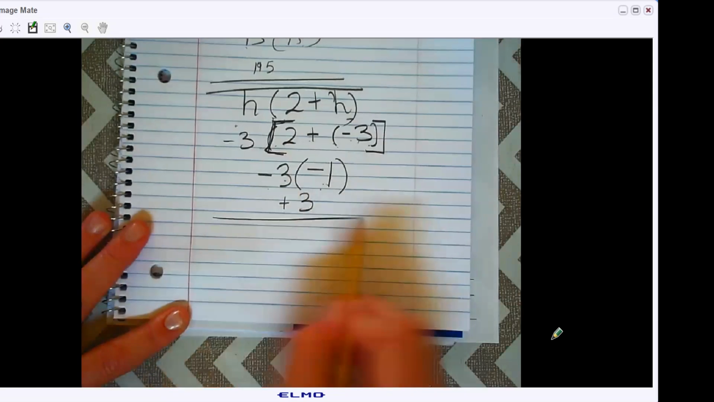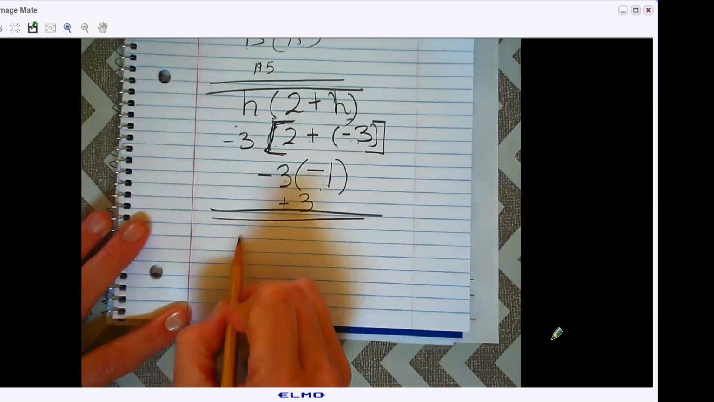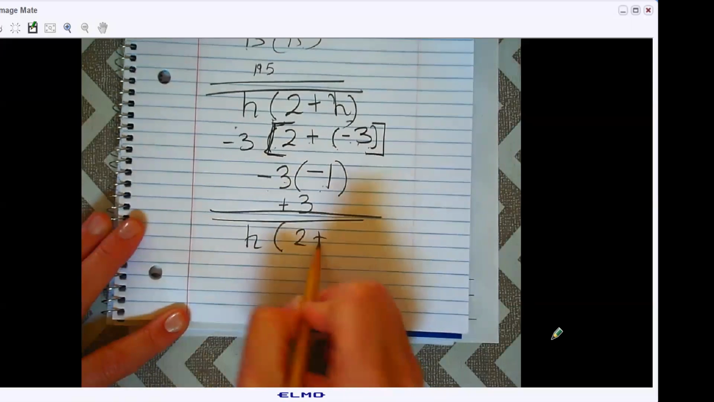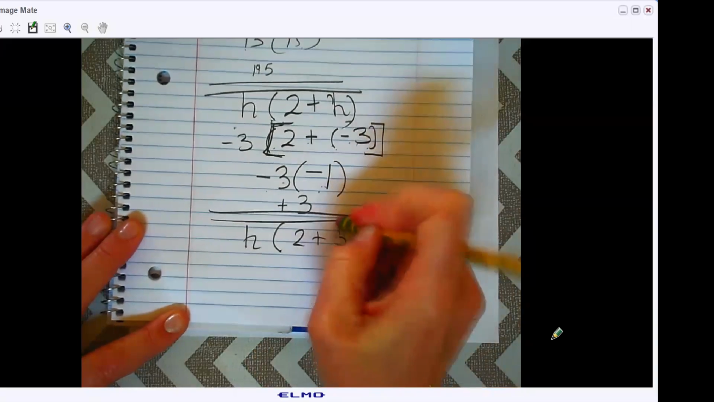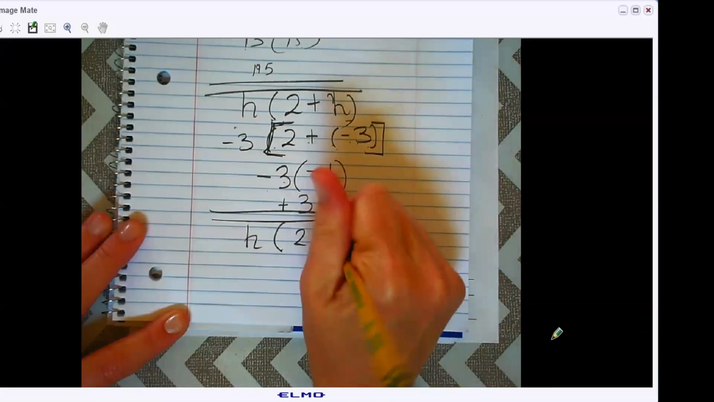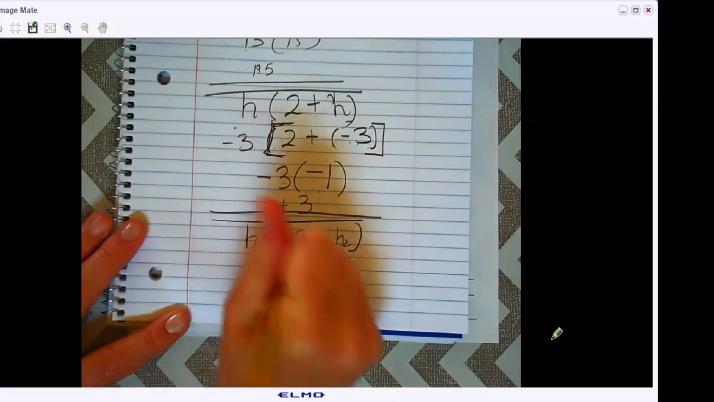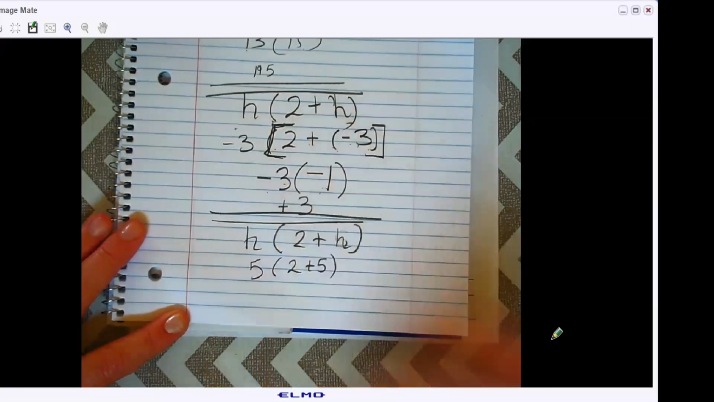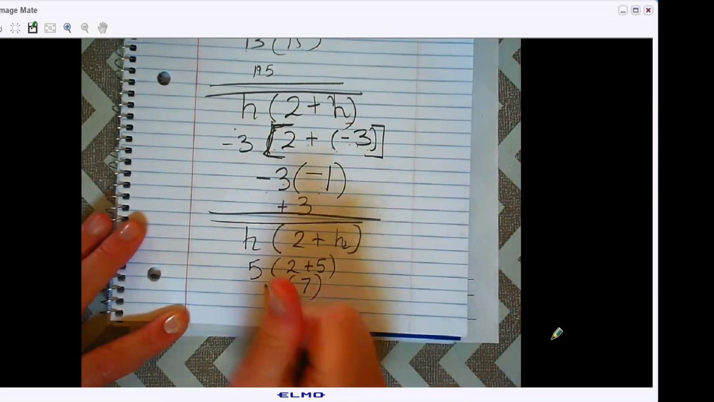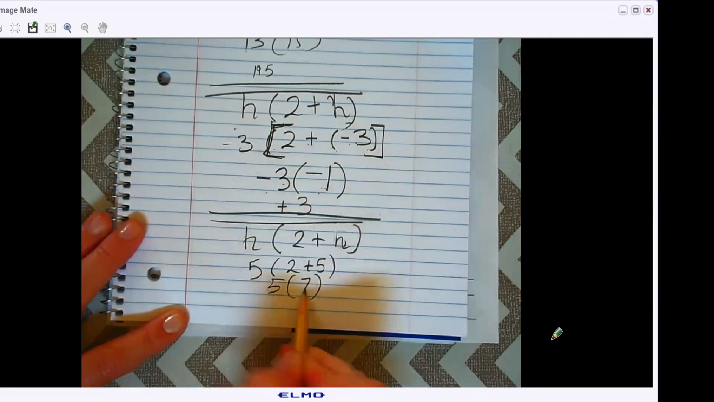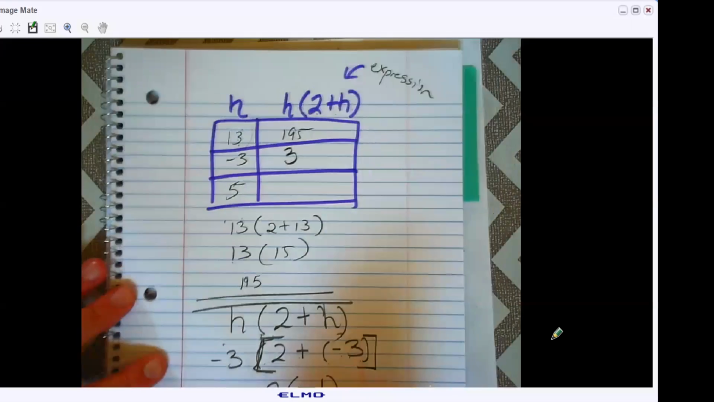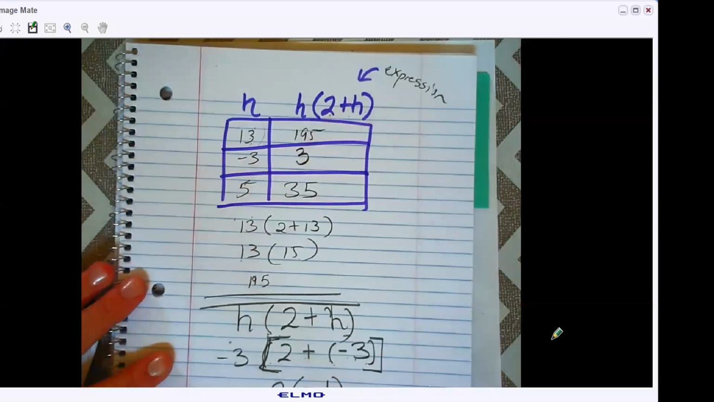All right, our last value is 5. So H times the quantity 2 plus H. Sorry, I was jumping ahead of myself. So 5 times 2 plus 5. 2 plus 5 is 7. PEMDAS tells me I have to do that first. And then 5 times 7 is 35. So my chart is going to look like that.